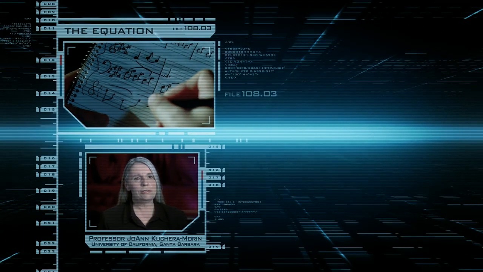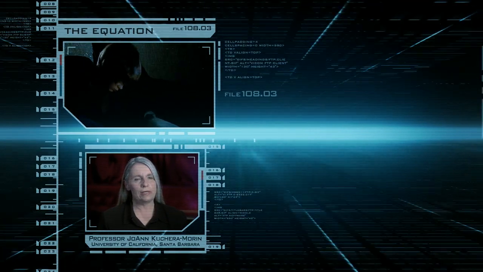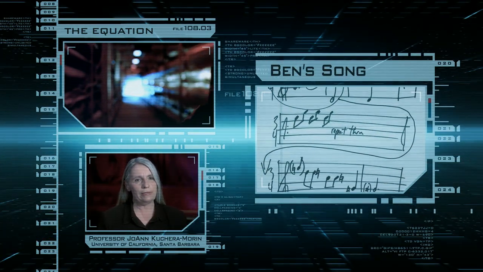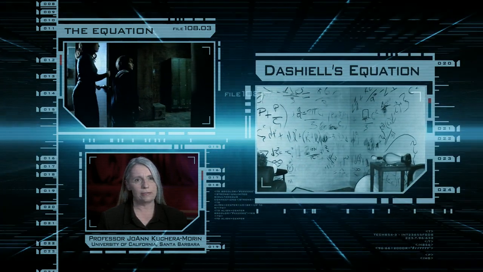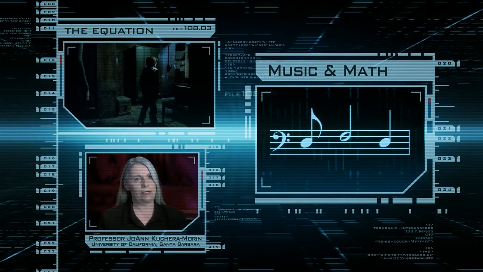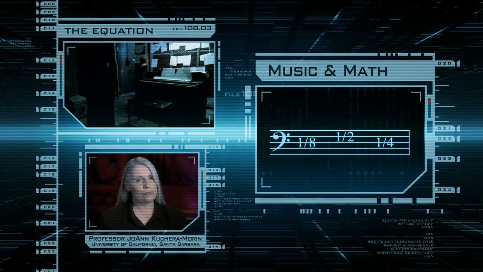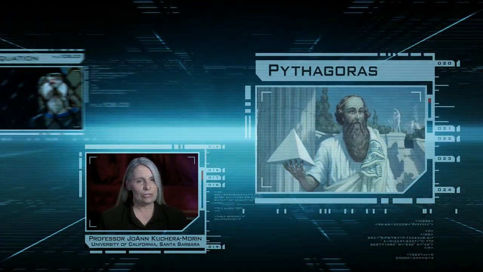What I saw in the episode was the connection between the musical notes that Ben was writing and the scientists believing that there was some connection between that and a mathematical equation that some physicists were writing. Music is all mathematics, and this was established in the 6th century BC by Pythagoras, the famous acoustician and mathematician.